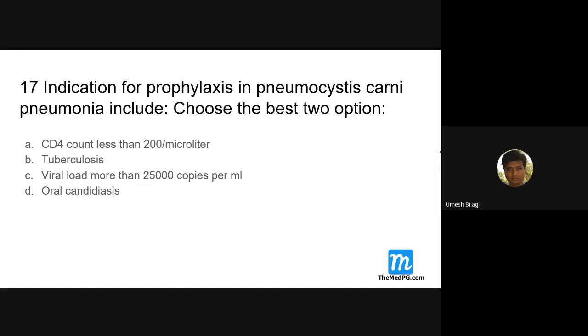Indications for prophylaxis of Pneumocystis carinii pneumonia include, choose best two options. Two options you have to choose here. CD4 count less than 200 is one indication. Viral load is not there in the choices, and oral candidiasis is an indication. So A and D, both.